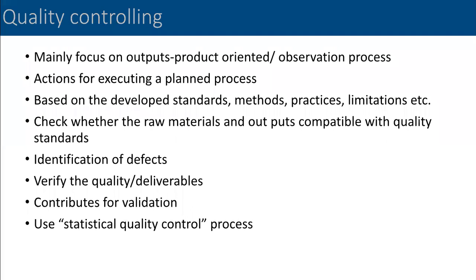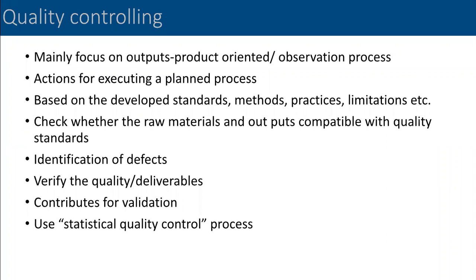Quality control means we are not going to develop these things, right? We are not going to develop them under quality controlling. We have developed standards and methods, and we are only following them. Check whether the raw materials and outputs are compatible with quality standards. We just compare. And identification of defects. Sometimes our standard temperature in the extraction process will be around 74 degrees Celsius in the document, but your quality control manager or executive is going to check the temperature against these standards.